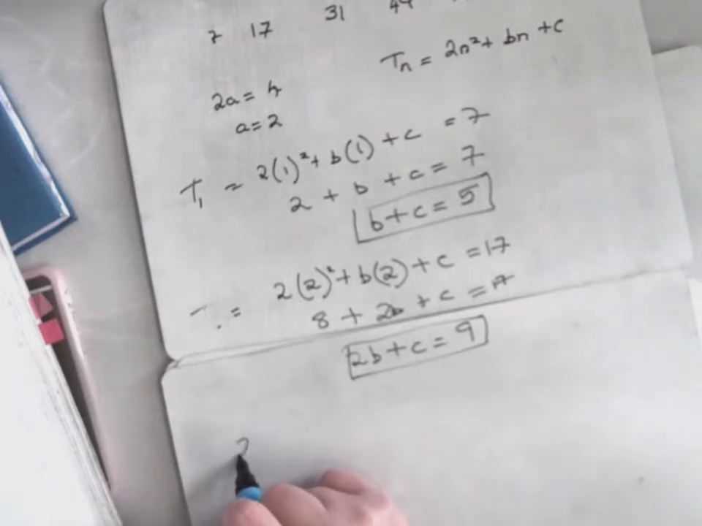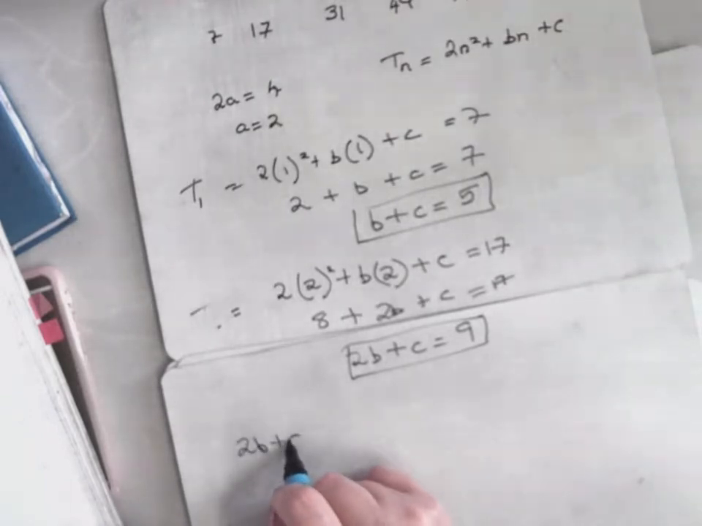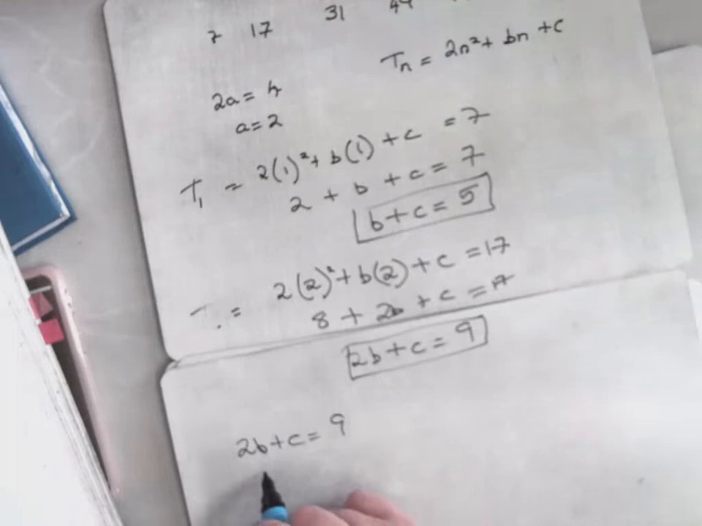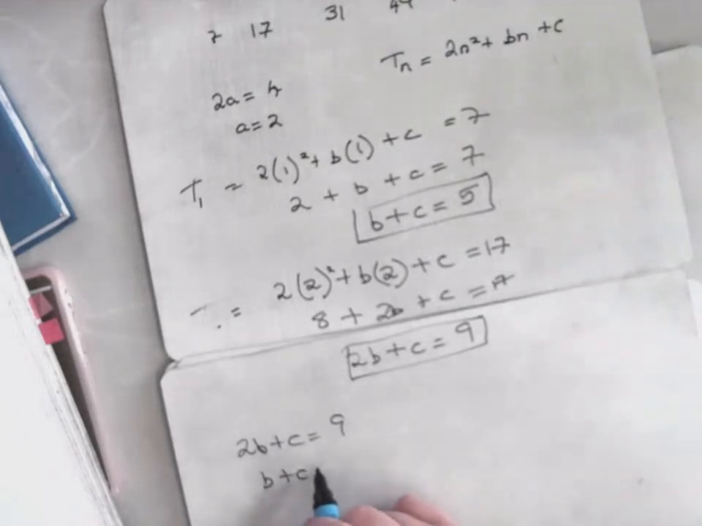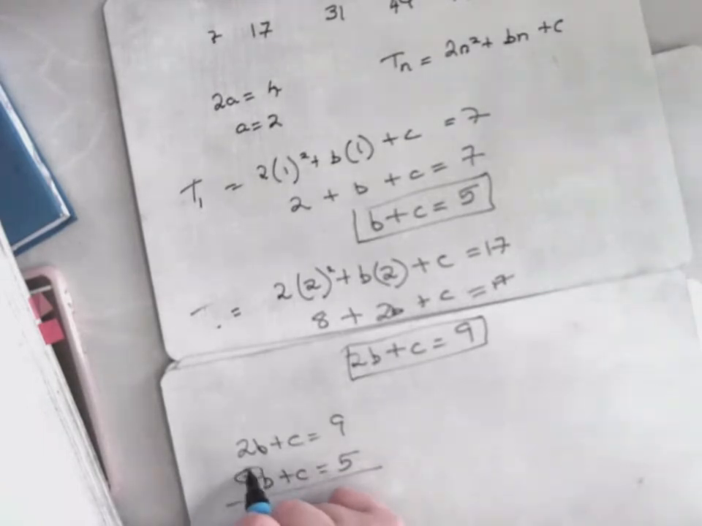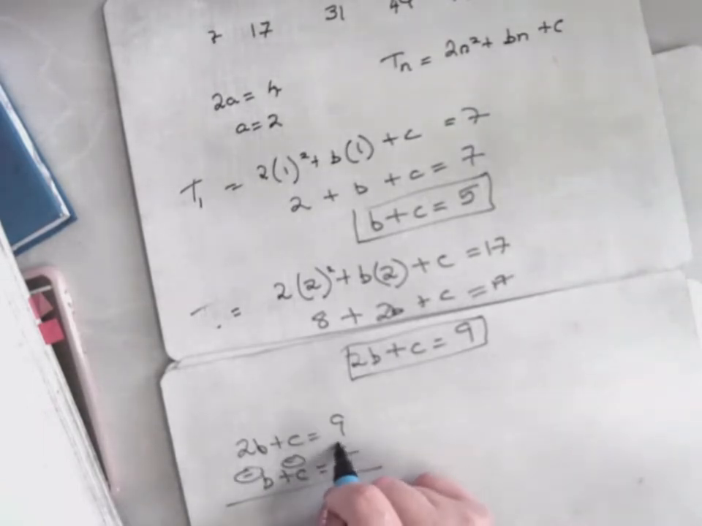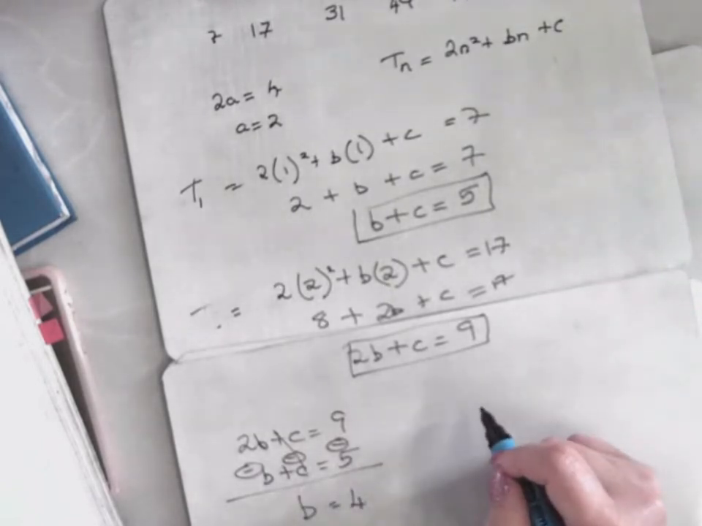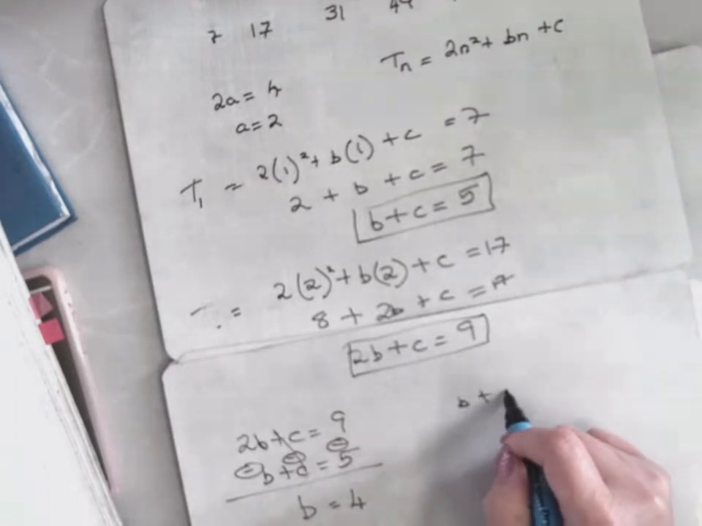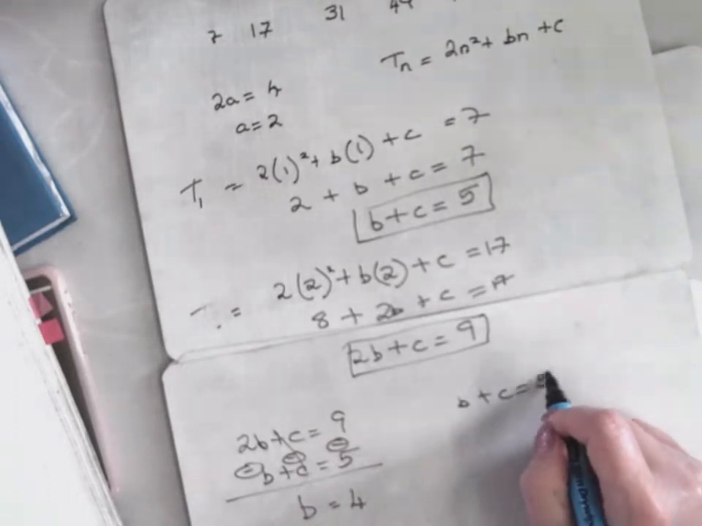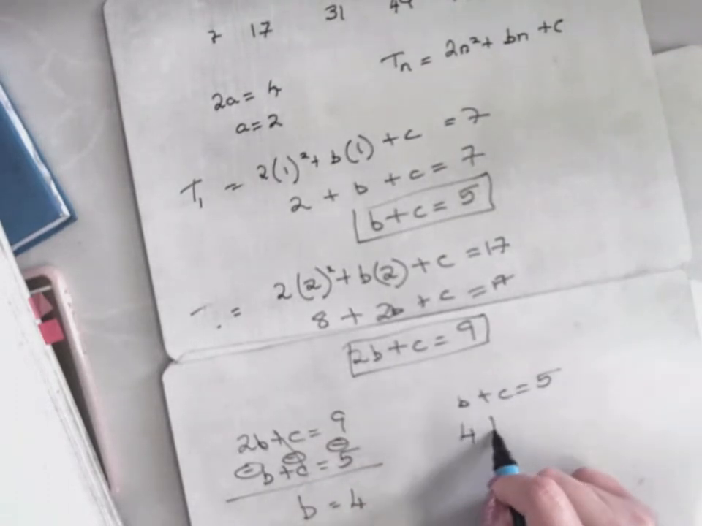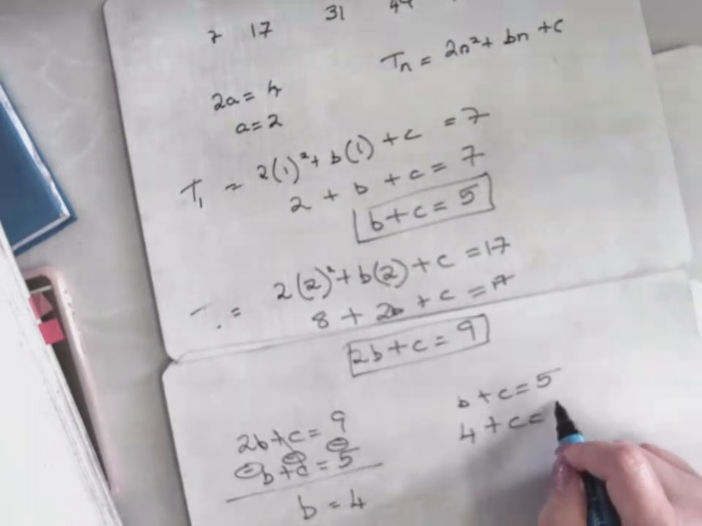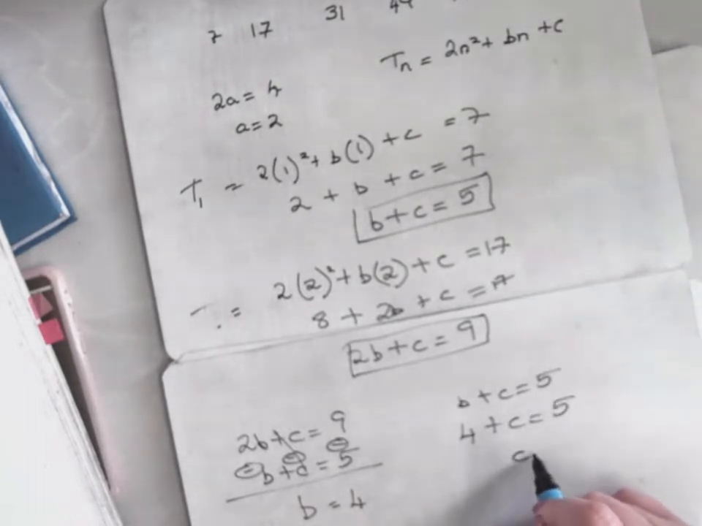Okay, so I have 2b plus c equals 9. Underneath it, I have b plus c equals 5. Make the c's cancel, change the signs. That becomes a minus, that becomes a minus, that becomes a minus. They cancel, you'll end up with b is equal to 4. Okay, then take b plus c equals 5. Just worked out b to be 4, so 4 plus c equals 5. So c equals 5 minus 4, so c turns out to be 1.